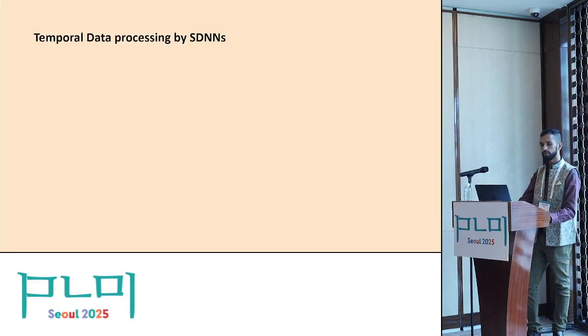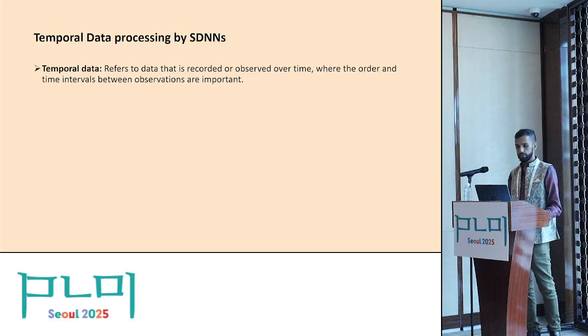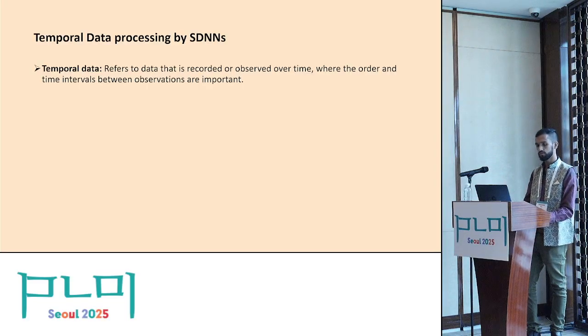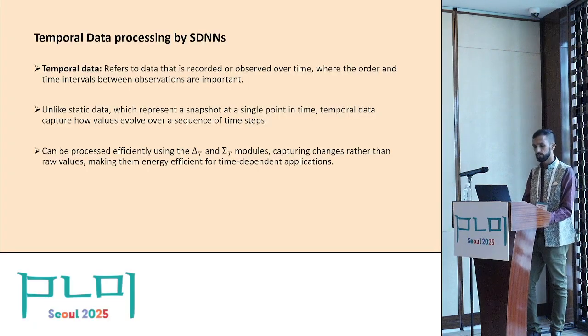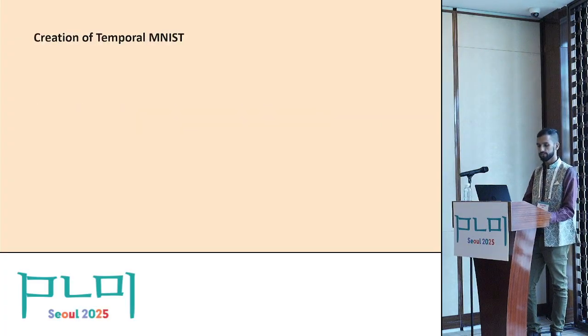Now the temporal data processing by SDNNs. What do we mean by temporal data? It basically refers to data that is recorded or observed over time, where the order and time intervals between the observations are important. Unlike static data, which represents a snapshot at a single point in time, temporal data captures how values evolve over a sequence of time steps. It can be processed efficiently using the delta and sigma modules, capturing changes rather than the raw values, making them energy efficient for time dependent applications.